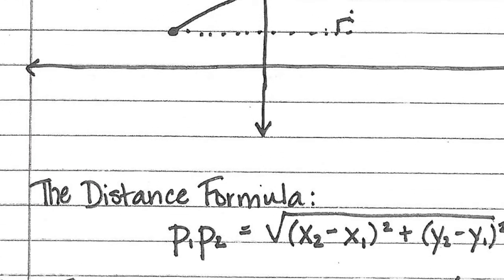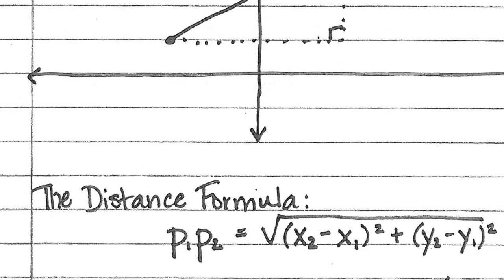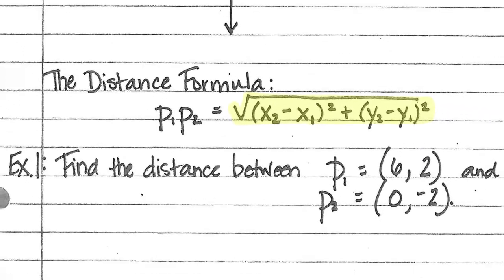In this chapter, we will need to know the distance formula. The distance formula tells us it is the square root of x sub 2 minus x sub 1 quantity squared plus y sub 2 minus y sub 1 quantity squared. And you guys have probably used the distance formula a lot, so let's put it into practice.